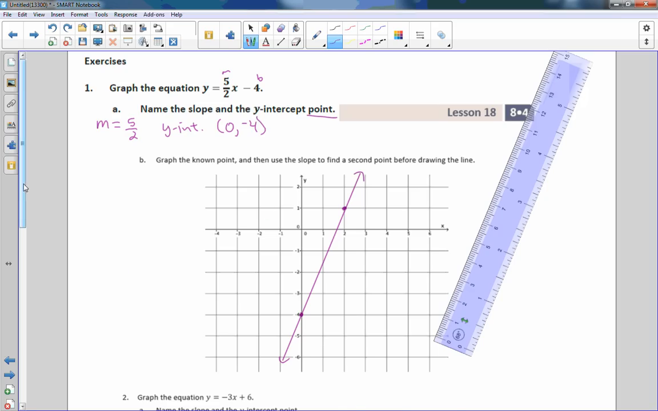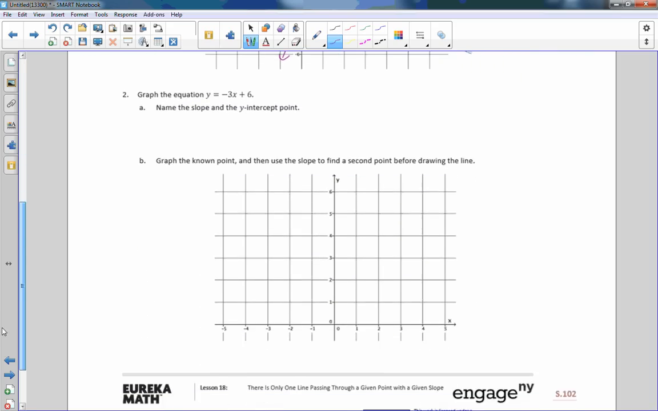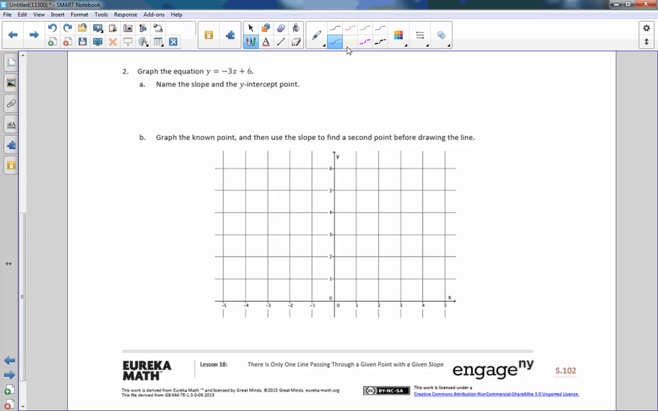Okay. Hopefully you're getting the hang of this. It's quite simple after we do a few. So pause the video, try to do number 2, and here we go. This is my m, this is my b. The slope is -3, and I'll make it a fraction so I know how to do my rise over run. And my y-intercept is the point 0, comma 6.